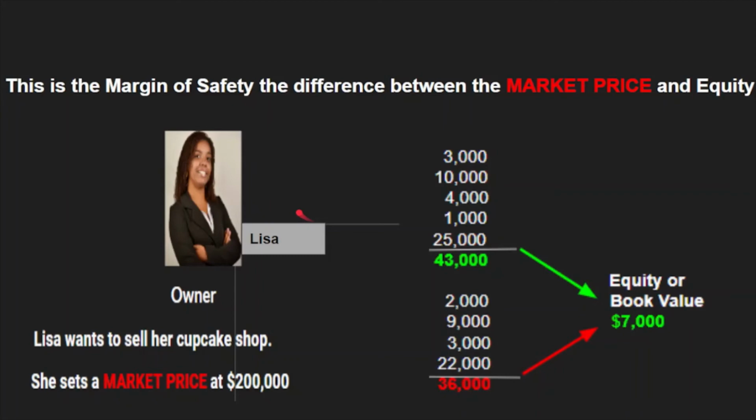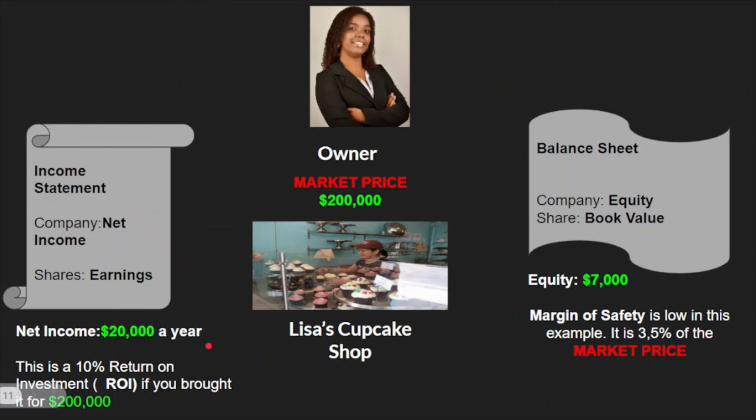Now, as we see here, the net income is $20,000 a year. This is a 10% return on investment if you had bought this for $200,000. And the equity is only $7,000. So the margin of safety is low in this example. It's only 3.5% of the market price.